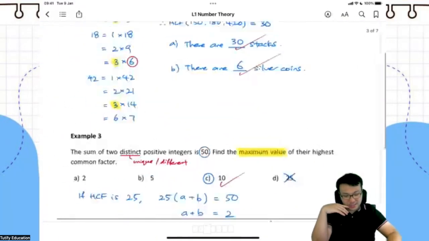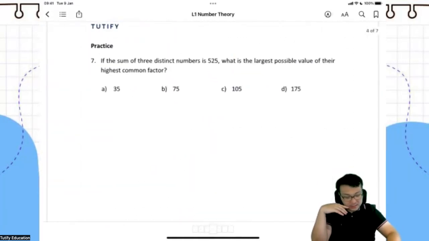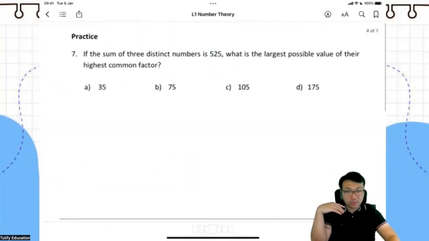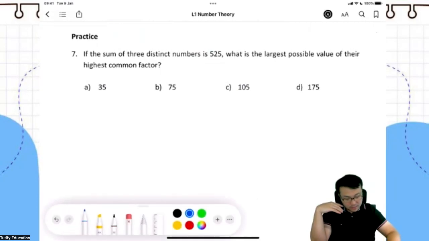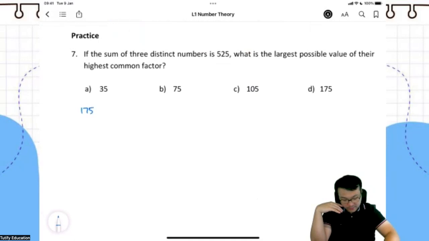Okay, let's try the next one then. Y'all can start testing from 175. Okay, you can just say that, okay, 175. How many numbers are here? 3, right? 3 numbers. So you just say A plus B plus C. And what is the sum?